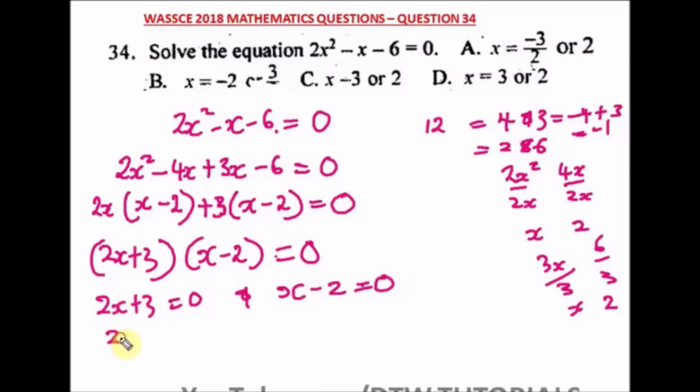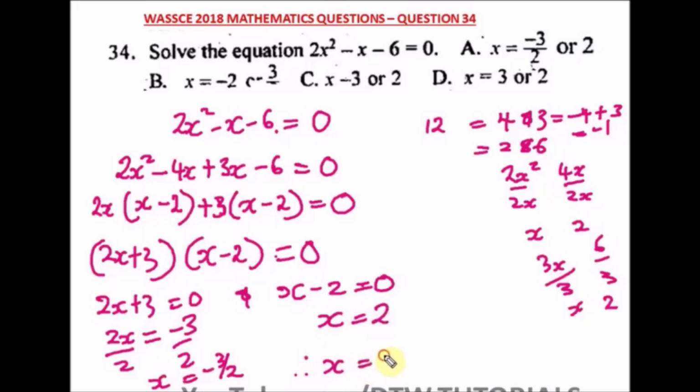So from here, let's solve for x. 2x will be equal to, taking my plus 3 to this other side, a negative 3. Okay, divide both sides by 2, and we have x is equal to minus 3 over 2. Here we just have x, taking minus 2 to this side, we have a positive 2. So our answer is x is either 2 or minus 3 over 2. Okay, and our right option here is option A.